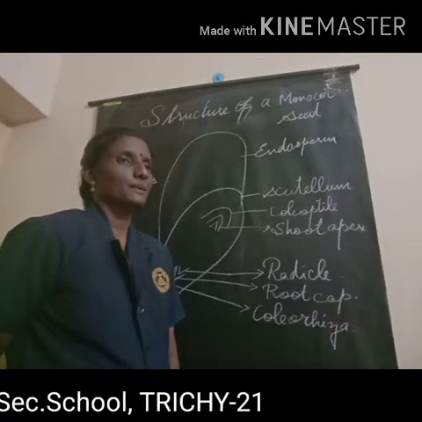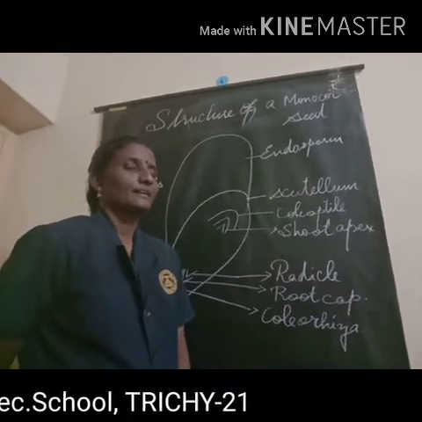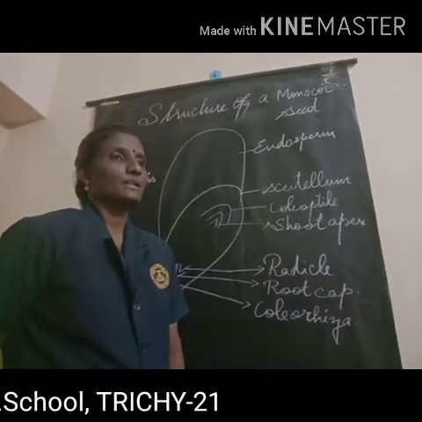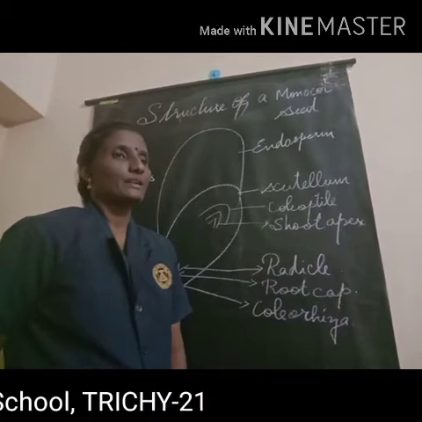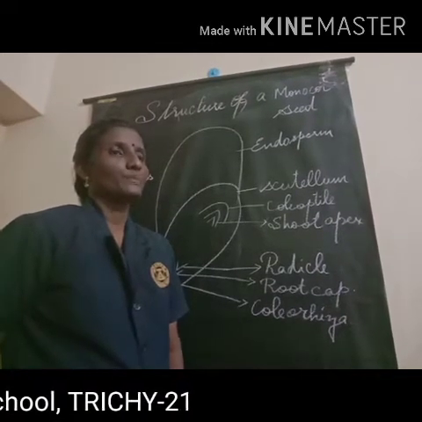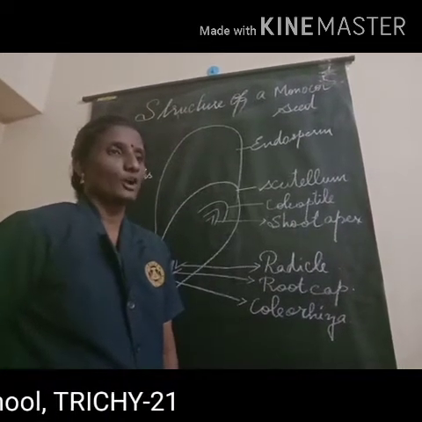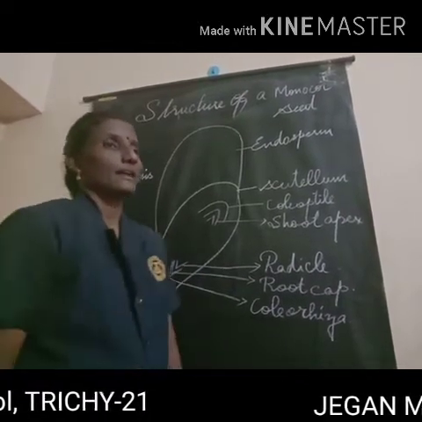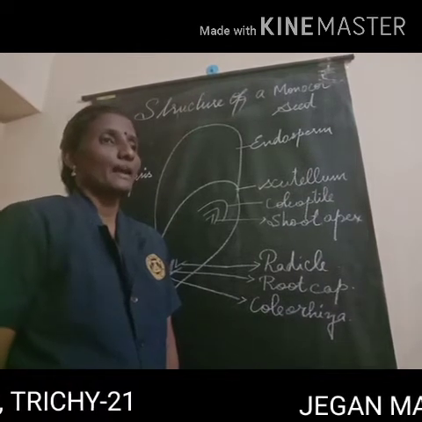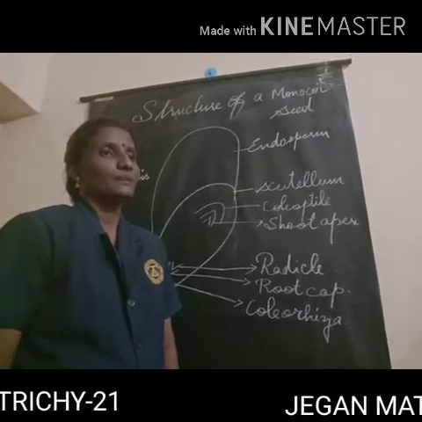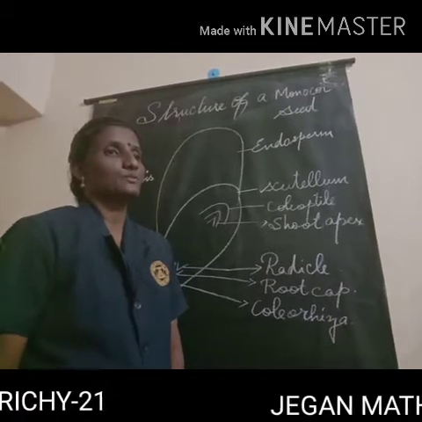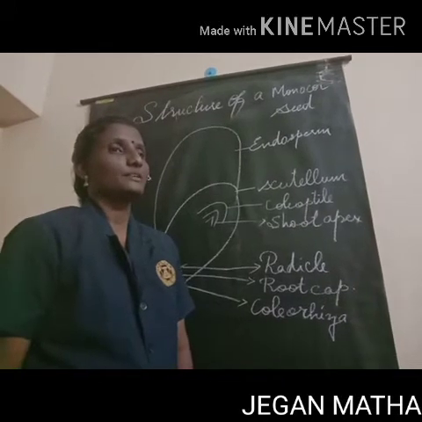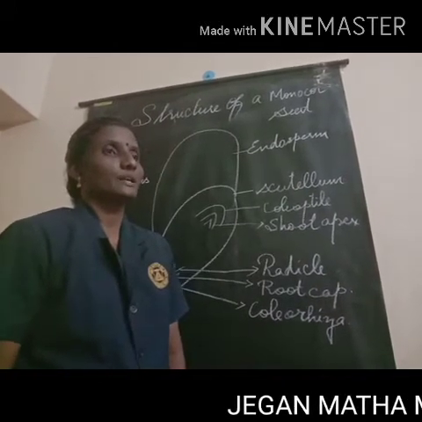Now we are going to see the structure of a monocot seed. Here you are going to see an Oryza seed, that is a paddy seed. Paddy is one-seeded, and it is called a caryopsis. Each seed remains enclosed by a brownish husk, which consists of glumes arranged in two rows.